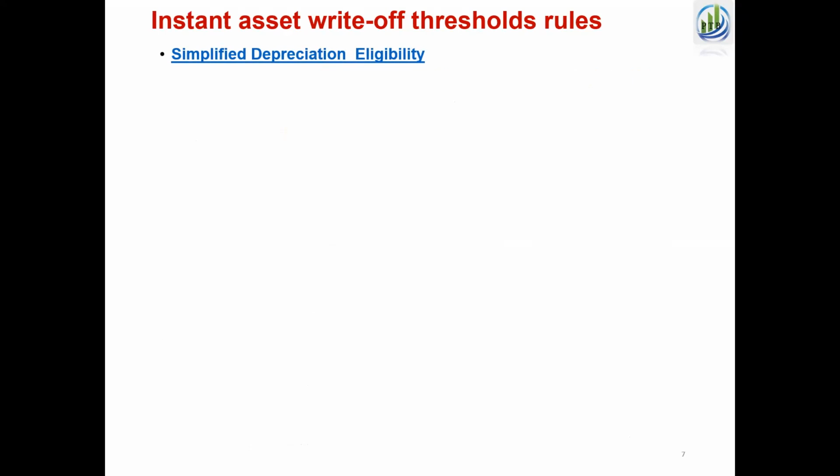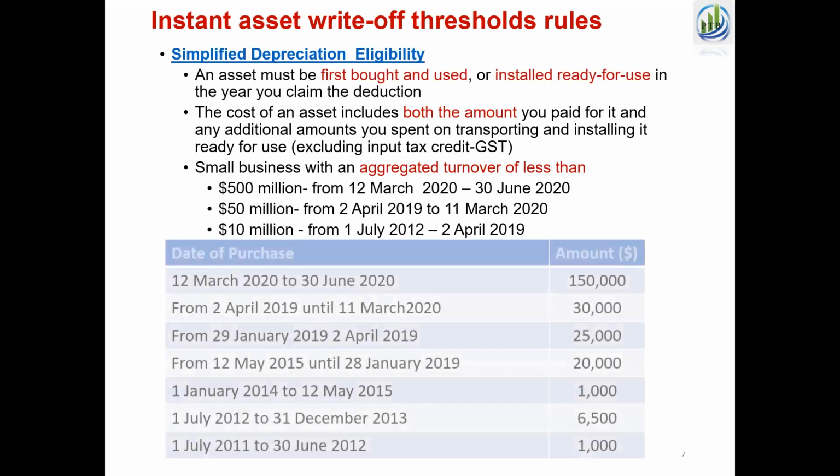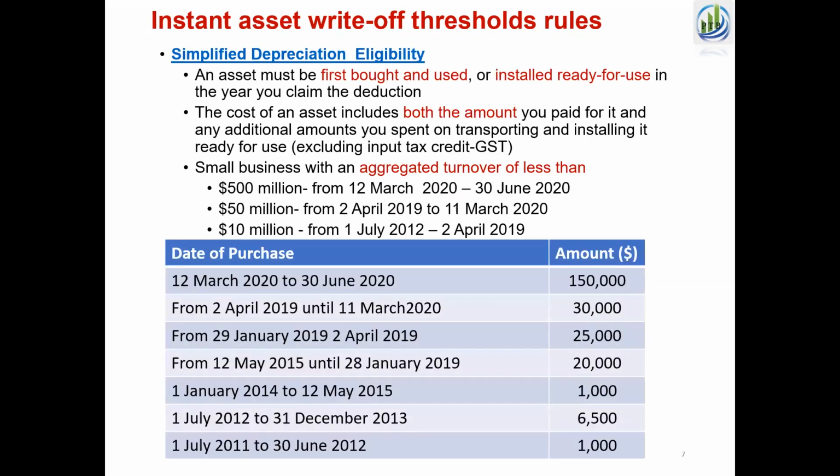Who can use that one? Small business entities can use it. Who is eligible to use it? Small business entities. There's a long story to this rule. You can see they started from 2012, $1,000. They increased it to 6,500, then 1,000, then 2,000, 20,000, 25,000, 30,000. However, when they came to this COVID situation, on the 12th of March, the government increased it to 150,000. What's the meaning? If you purchase an asset up to $150,000, you can immediately deduct it from your income tax if you meet the conditions.